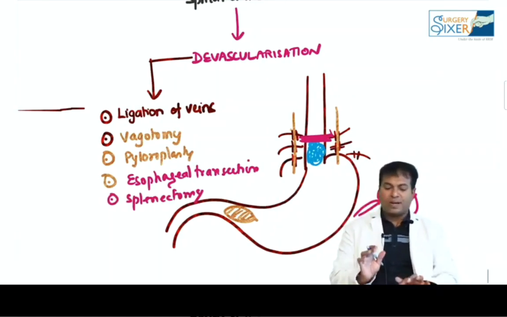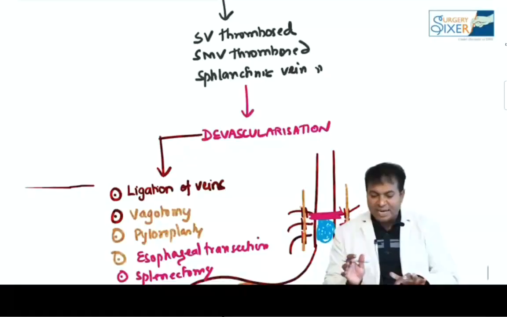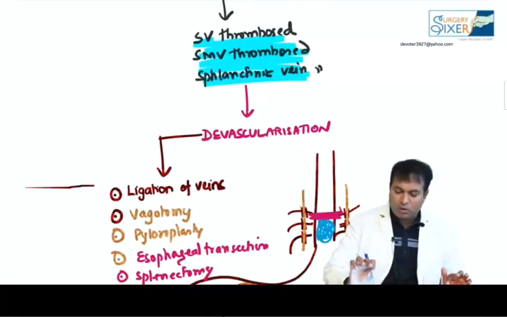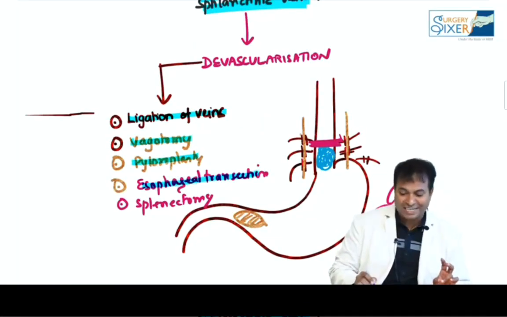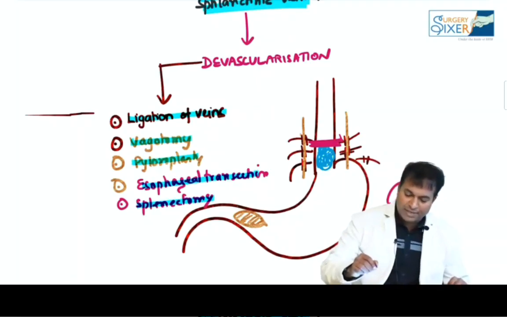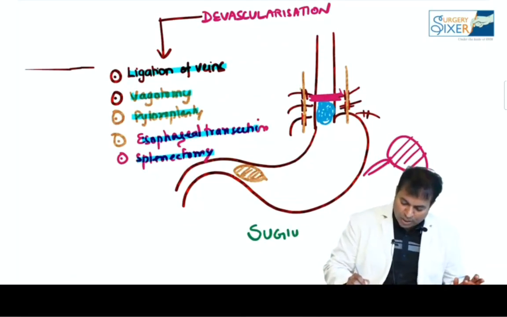For PG level, they will ask you the name of this devascularization operation, which is done when there are no veins available. When no veins are available, we go for the devascularization operation, which consists of ligating all the veins going to the esophagus, vagotomy, pyloroplasty, esophageal transection and anastomosis, and splenectomy. The name of this operation is high-yield for PG. That is known as Sugiura operation.